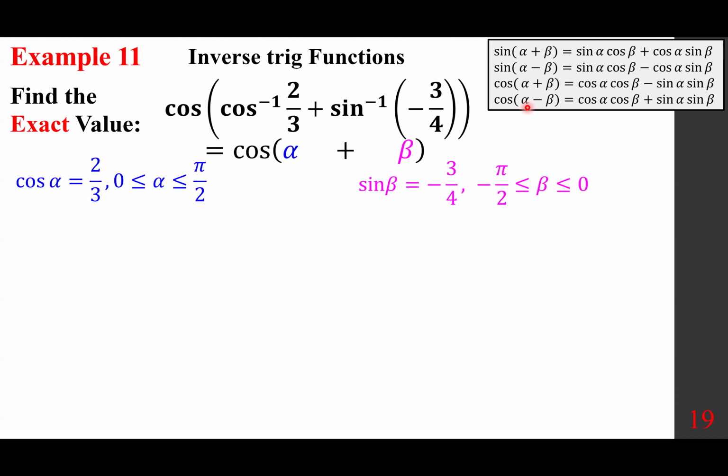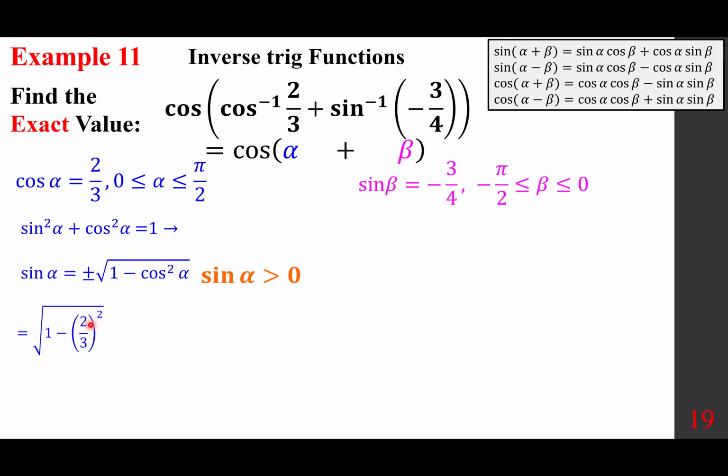So going back to cosine of alpha minus beta, we need cosine alpha, cosine beta, sine alpha, sine beta. We have cosine alpha. We need to find sine alpha. We have sine beta, we need to find cosine beta, and we go with either the identity or the circle. Identity makes more sense. Sine squared plus cosine squared equals 1. Sine of alpha is plus or minus the square root of 1 minus cosine squared, and it's positive because we're talking about the first quadrant.